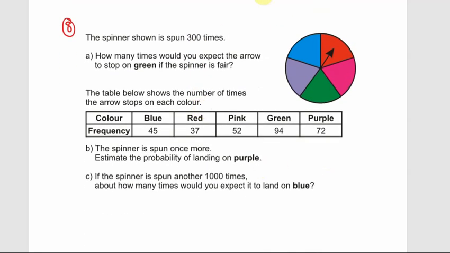A spinner is shown to spin 300 times, so all of these added together are going to equal 300. We've saved ourselves a big job there, just by reading the question properly. How many times would you expect the arrow to stop on green if the spinner is fair? Okay, so we don't need to look at our table just yet. Fair, we've got 1, 2, 3, 4, 5 blocks which look to be equal size. So if this is fair, green is going to be 1 out of 5 because it's just one of the 5 sections.